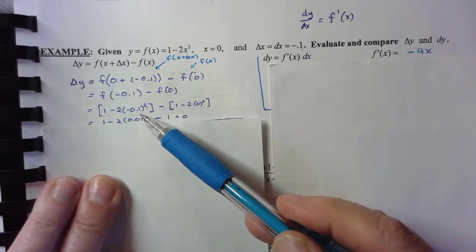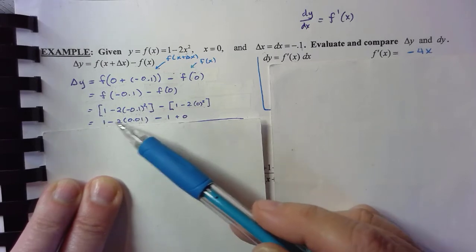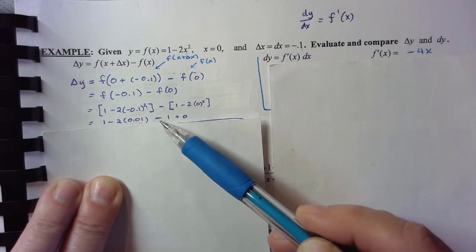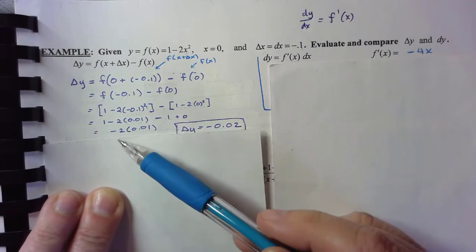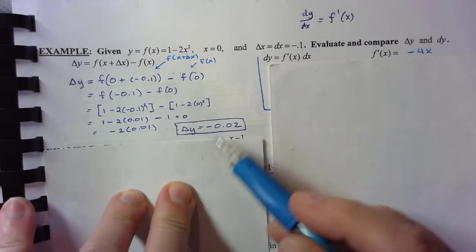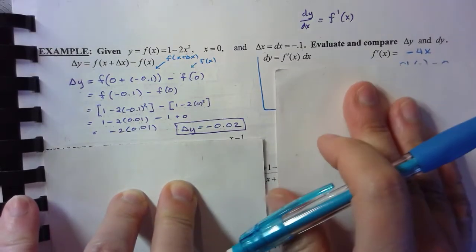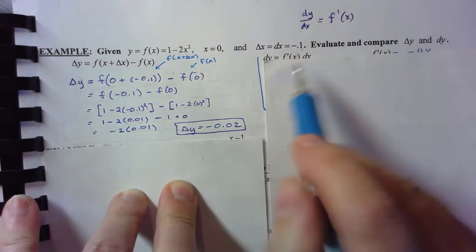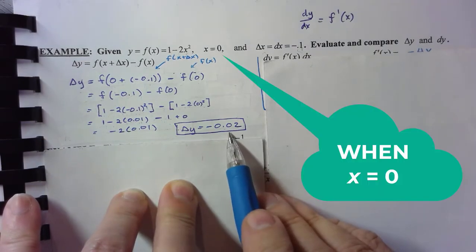Now, negative 0.1 squared is positive 0.01. So I have 1 minus 2 times 0.01 minus 1 plus 0. That gives me, the ones drop out, negative 2 times 0.01, which means delta y is negative 0.02, or 2/100ths. What does that mean? That means when I decrease my x-coordinate by 1/10, my y-coordinate on the function is decreased by 2/100ths.